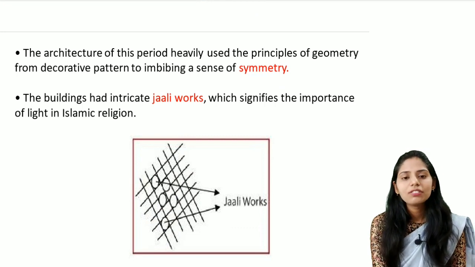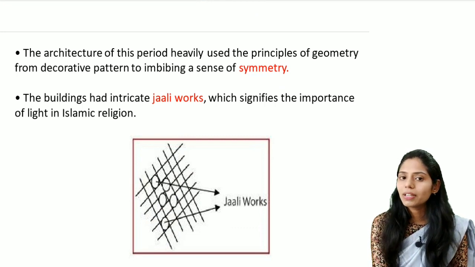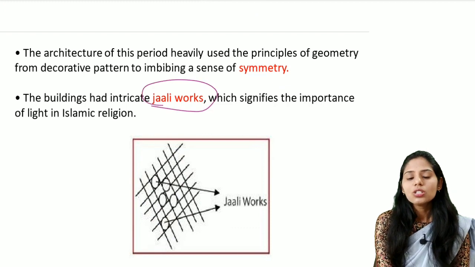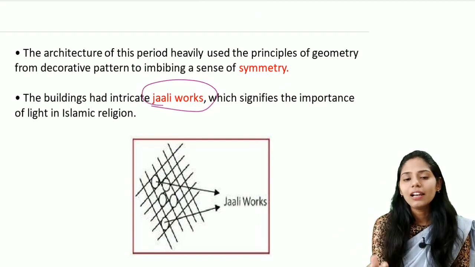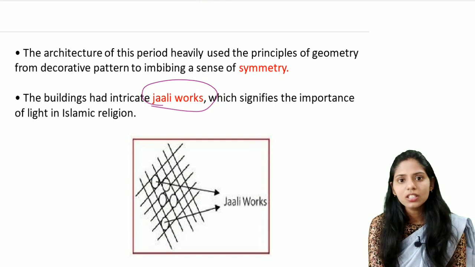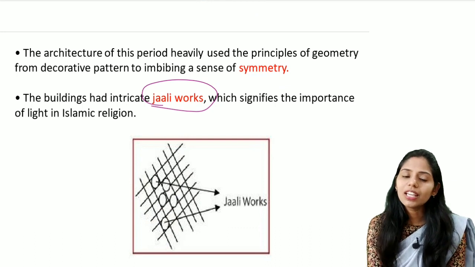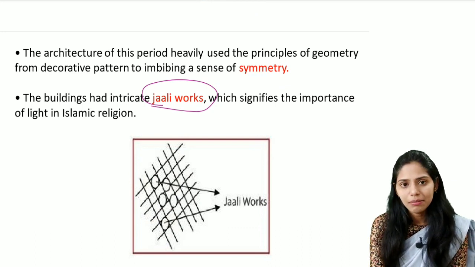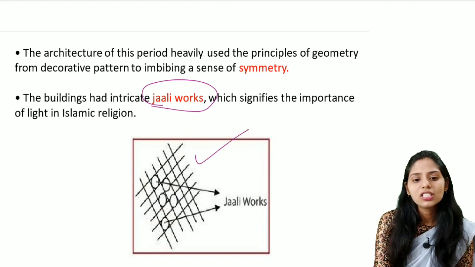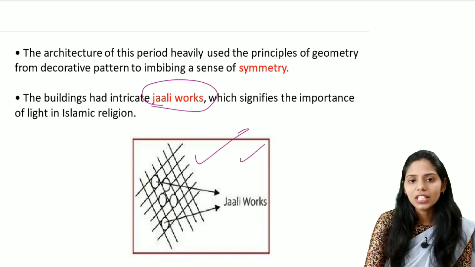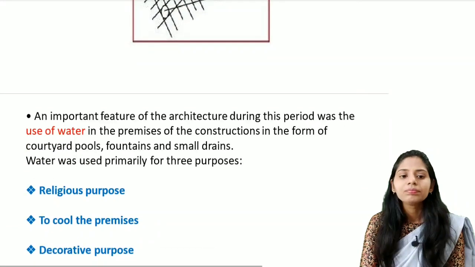And the next important feature of this Indo-Islamic architecture is the jali work. Whenever they use the jali, it helps in the entry of light into the room. So they mainly focused on light in the Islamic region, and so they used this jali work. This is the figure with which you can easily understand what the jali work is.